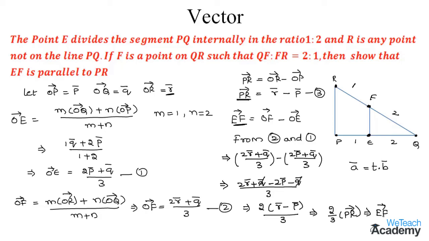So we observe that this is in the form of the condition A bar is equal to T into B bar, where the value of T is 2 by 3. So as it satisfies the condition, we can say that EF is parallel to PR. So this is how we solve an example under vectors.